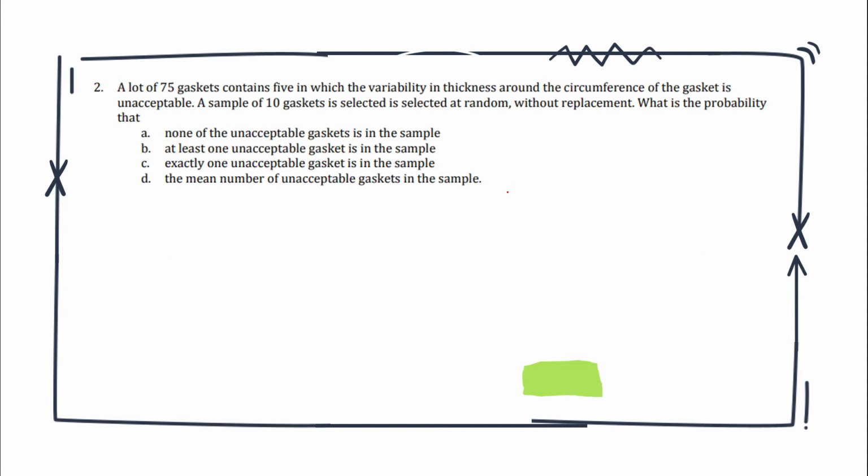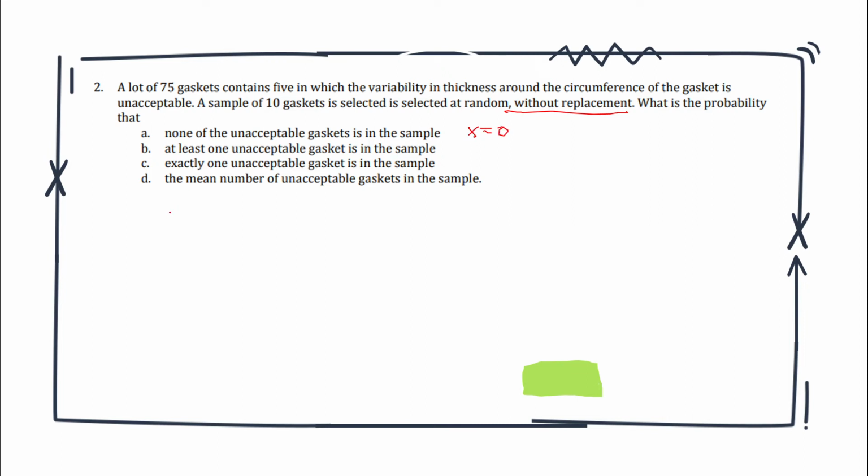Okay, so let's proceed with question number 2. A lot of 75 gaskets contains 5 in which the variability of thickness around the circumference of the gasket is unacceptable. A sample of 10 gaskets is selected at random without replacement. So take note, it's without replacement. What is the probability that none of the unacceptable gasket is in the sample? So in this A, our x is equal to 0.